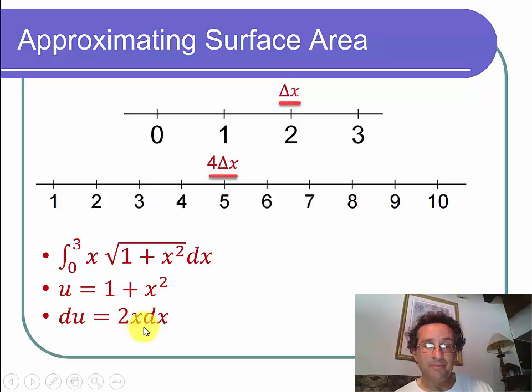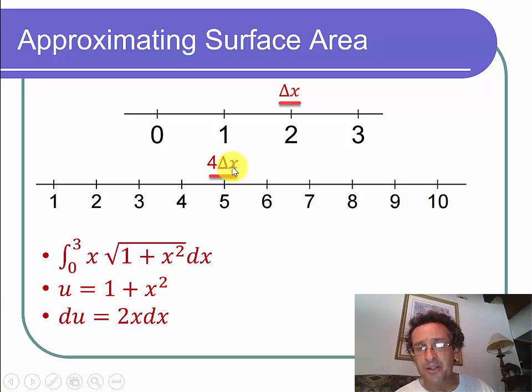So for example, if we took a little delta x line segment next to the number 2, and we want to find out where to place it and how much to stretch it. So first thing, 1 plus 2 squared is 1 plus 4, or 5. So we know the center of the interval should be at 5. But the width gets stretched out, and du tells us how that stretching happens. So 2 times x is 2 times 2, which is 4. So that tells us the new width will be 4 delta x, 4 times the original width.